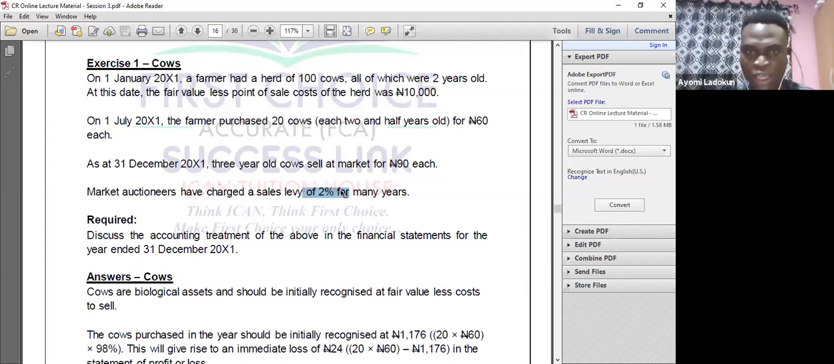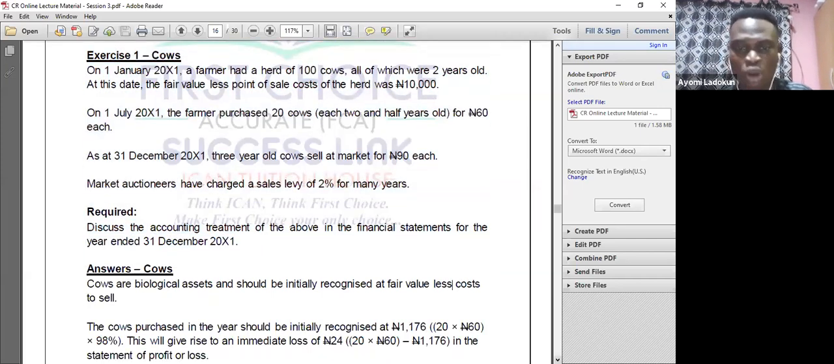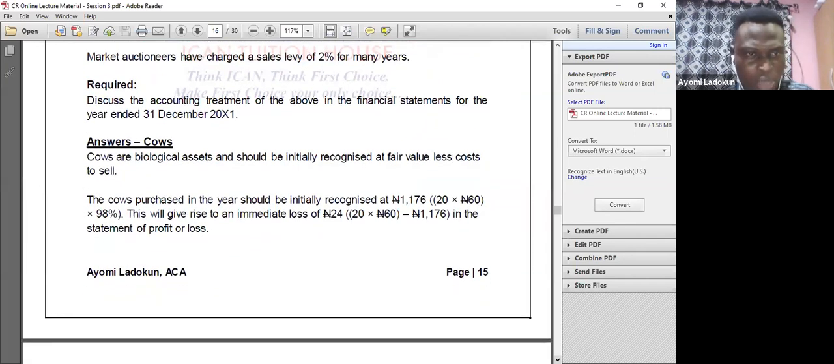10,584. So if I have the value at the beginning of the year plus my new purchase, I will now compare. I will say 10,000 plus 1,176, minus 10,584. So it will give me 592. So that's a loss. That means I have a loss at the end of the year. I said earlier that most times, by the time you revalue to the fair value, you will always have a loss. So you can look at the calculation.